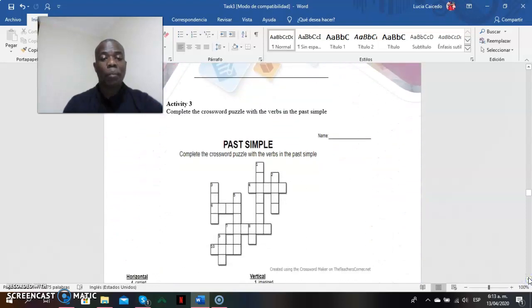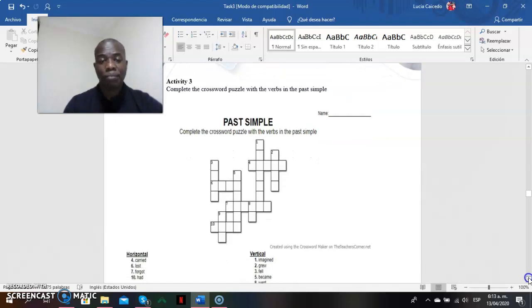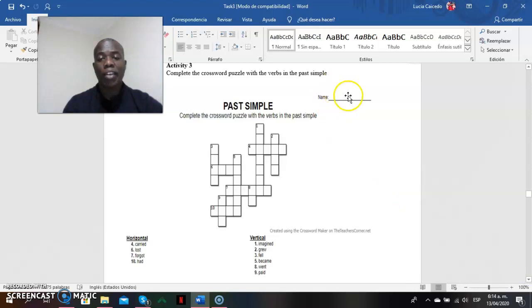Activity 3, complete the crossword puzzle with a verb in the past simple. The student needs to put their name on it and try to complete the crossword with a verb in the past simple. These are verbs in the past, such as could, lost, forgot, added, and the student needs to put them in the right place to complete the crossword puzzle.